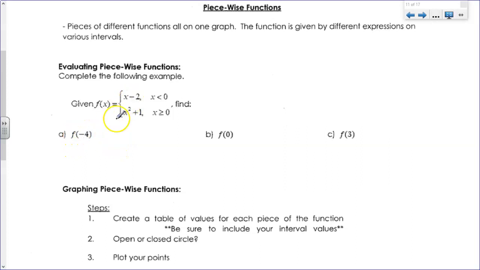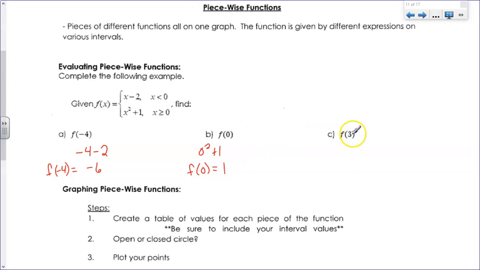So I'm going to take the negative 4 and put it in place of x. Negative 4 minus 2 is negative 6. So I know when x is negative 4, y is negative 6. Okay? So f of negative 4 equals negative 6. All right, 0. Is 0 less than 0? No. Is it greater than or equal to 0? So we're going to use this function because it's equal to 0. So we're going to plug that in. We're going to get 0 squared plus 1. So f of 0 equals 1.